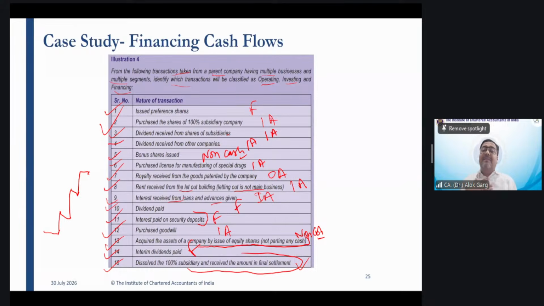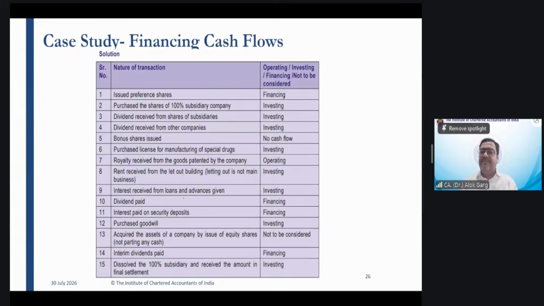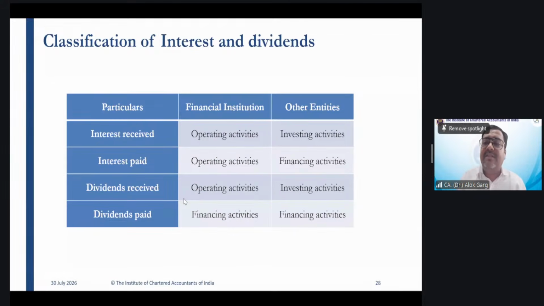But the company has authorized somebody and he is giving the royalty to the company, right? So this is in connection with the main revenue of the company. That is why it is an operating activity. Correct. So now, my dear friends, classification of interest and dividend, we have already seen.